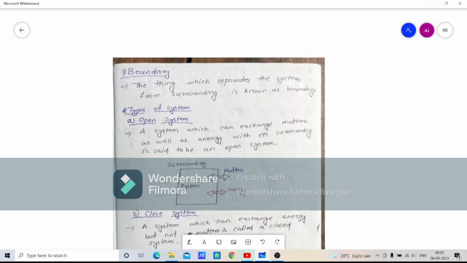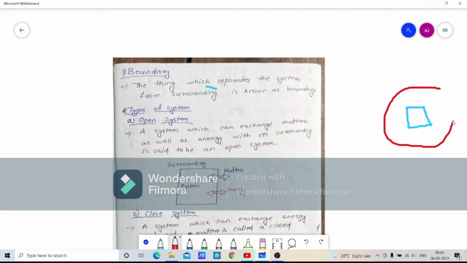Then the next thing is the boundary. So what is the boundary? That means the thing which separates the system. In the previous figure, if this is the system and this is the surrounding portion, then the blue line separates the system from the surrounding. So the blue line is known as the boundary.